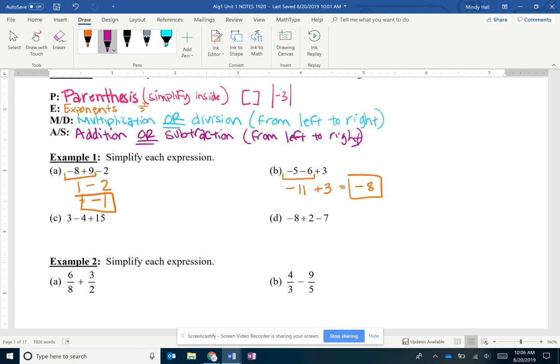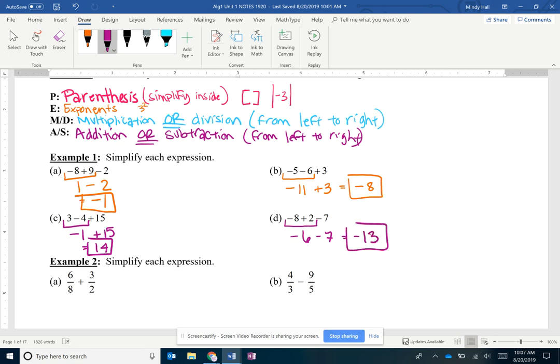For the next one, and by the way, feel free to pause the video at any point to try these without my commentary. But we have 3 minus 4, which gives us -1, plus 15, which gives us 14. -1 plus 15 is 14. And then for part D, again, we're just going left to right, even though you may want to do that addition first. We just start with this -8 plus 2. And -8 plus 2 is -6. So then -6 minus 7 gives you -13.